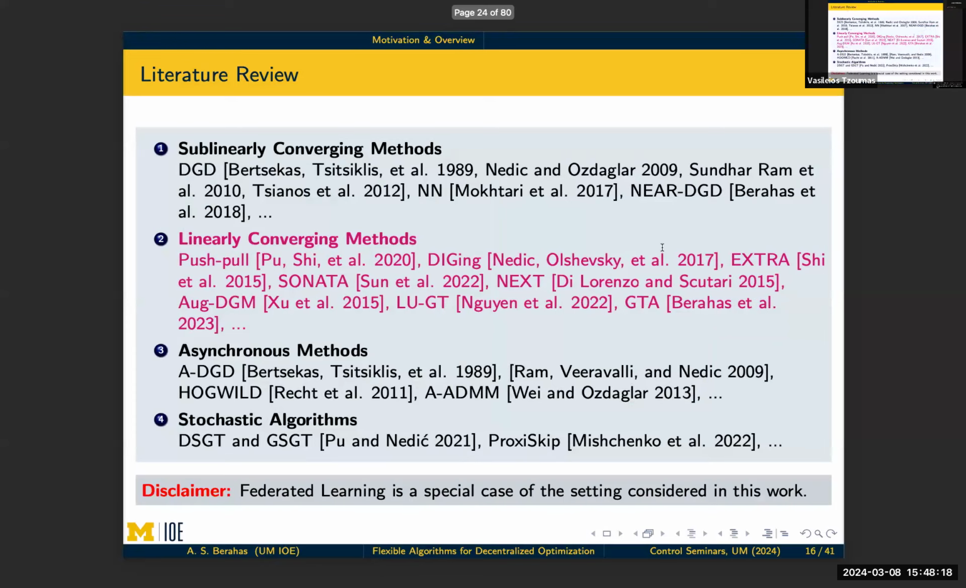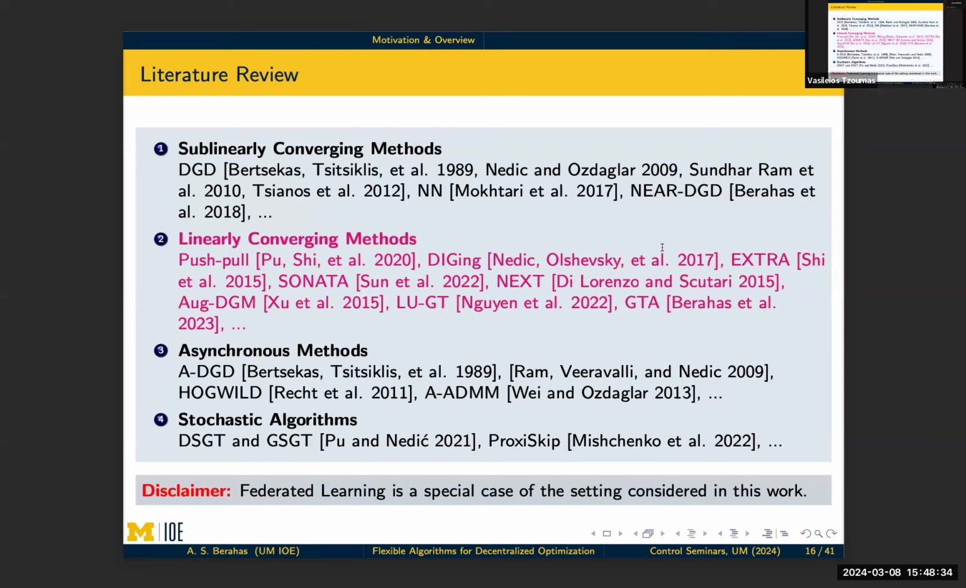The other reason I do this slide is because I want to put this disclaimer. There's been a ton of work on federated learning. How many of you have heard of federated learning? Everyone, right? It's a cool thing to do. When I was a PhD student, I wanted to do federated learning as well. I wanted to be cool, part of the cool kids.